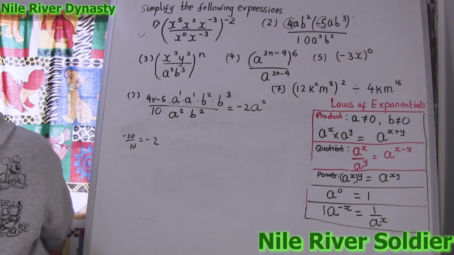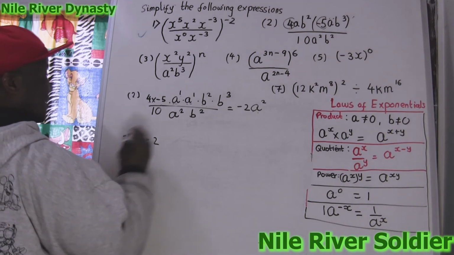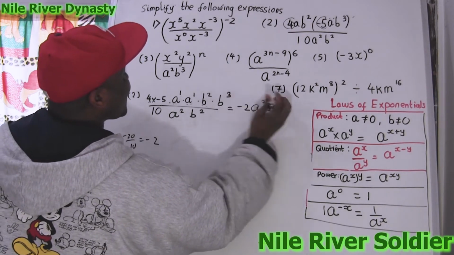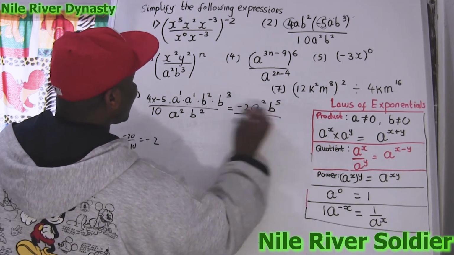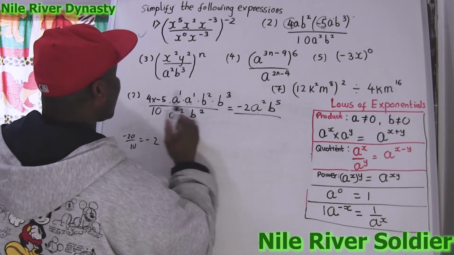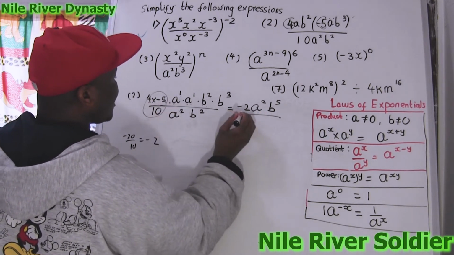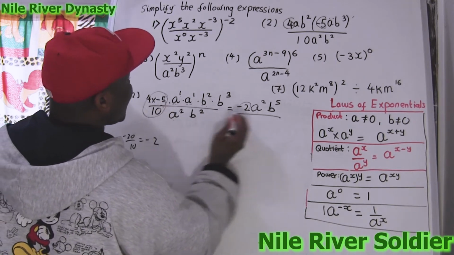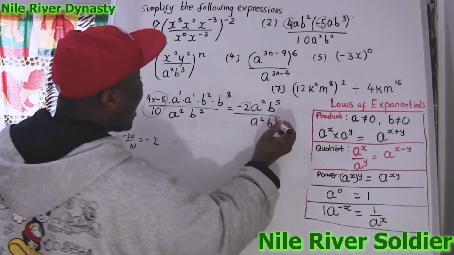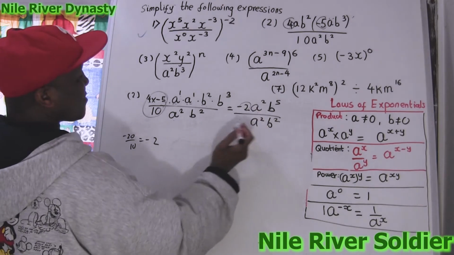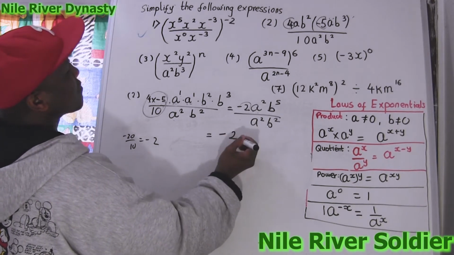Same here. The bases are the same, so I'm going to write only B and then add the power: 3 plus 2 equals 5. Then we come here and do the same again. Now this and this we get negative 2. Then this is going to be A squared and B squared.